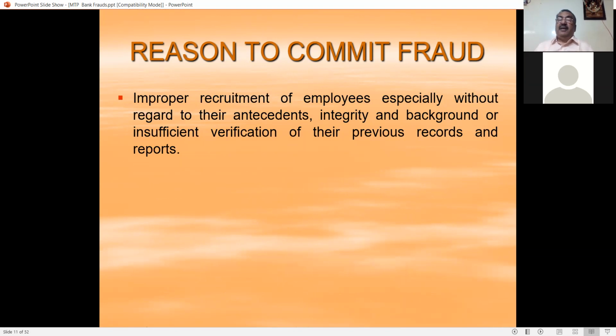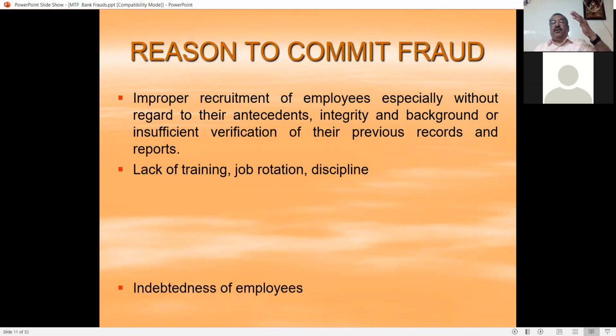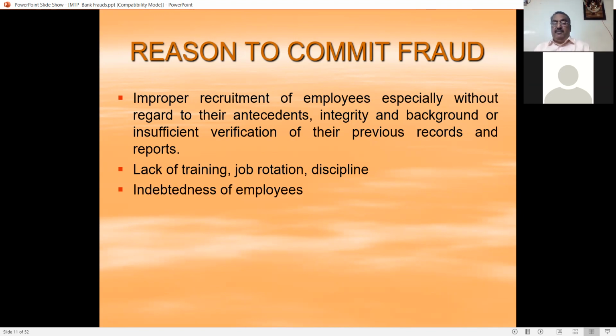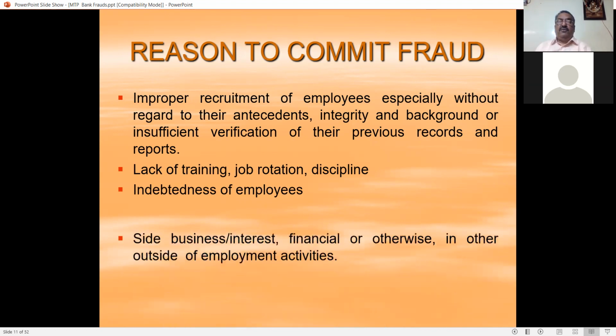Improper recruitment, because if the employees are not qualified and they are improperly recruited, and lack of training and job rotation discipline, there is no discipline, you will do the fraud. So these are the reasons to commit the fraud. And indebtedness of the employee. Suppose an employee is a debt person, I mean, he has got huge debt from outside, then he will definitely tend to do the fraud.